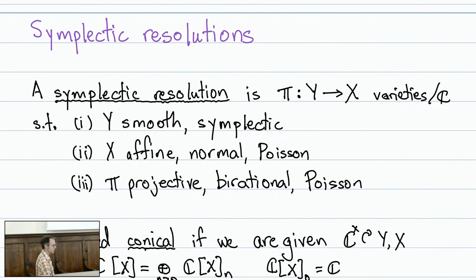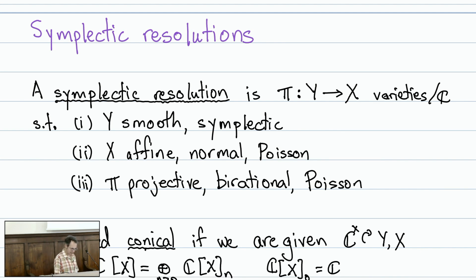OK, so let me begin with the definitions. So what's a symplectic resolution? That'll be the basic building block for all of what I do, so let's be clear on it. We have a pair of varieties over the complex numbers, X and Y, and a morphism between them. All 3 objects have to satisfy some conditions. So Y should be smooth and symplectic. And in this series, symplectic always means symplectic in the algebraic sense, or holomorphic symplectic, not real symplectic.